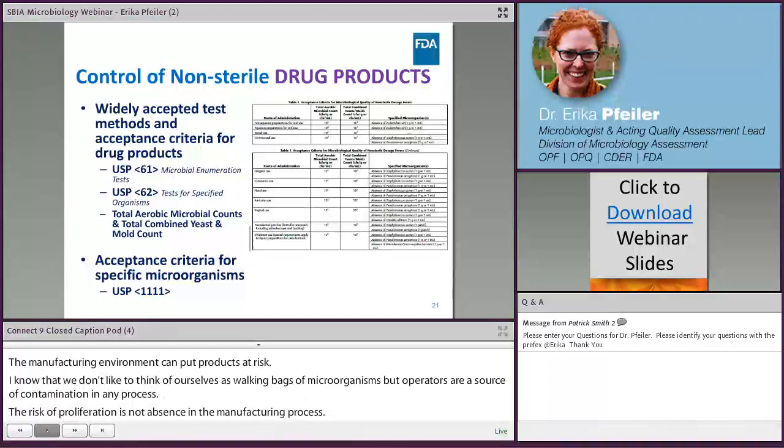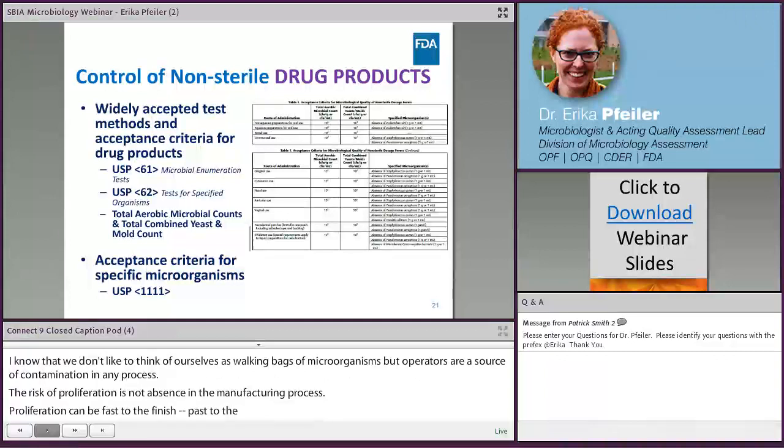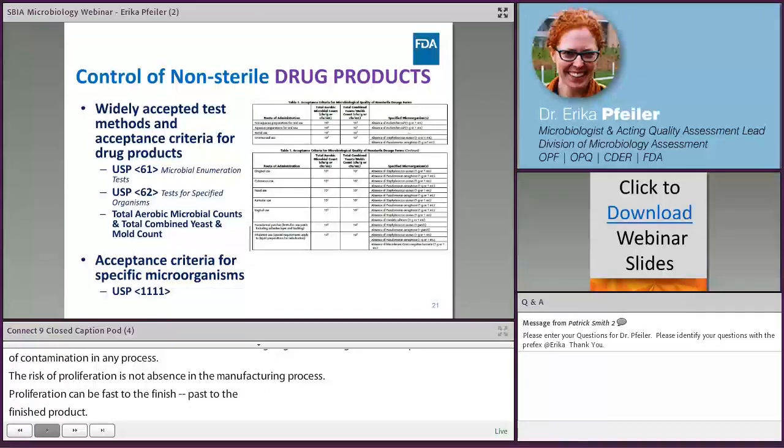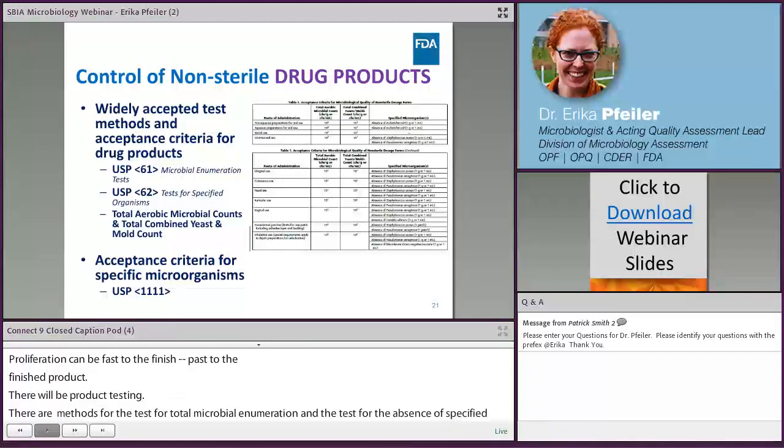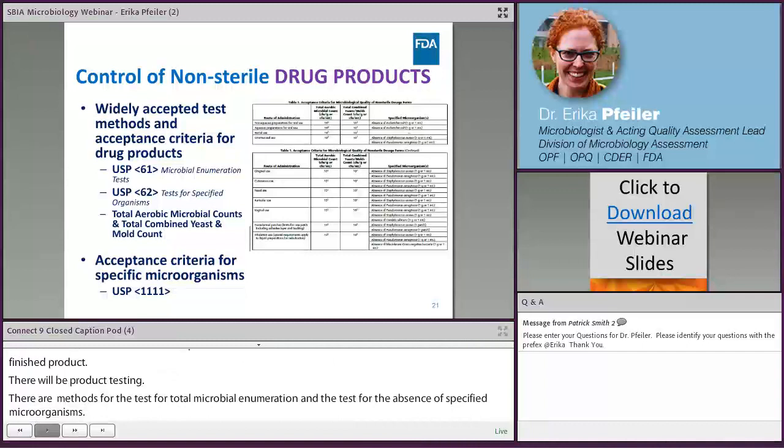Now, any well-designed and controlled manufacturing process will culminate in finished product testing. The most widely applied methods for non-sterile products are the test for total microbial enumeration, as described in USP 61, and the test for the absence of specified microorganisms, as described in USP 62. However, unlike the other compendial microbiological tests, these chapters don't contain any acceptance criteria.